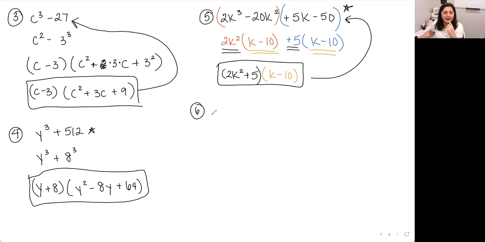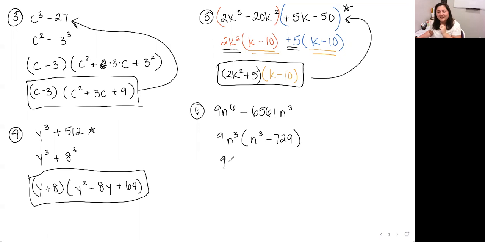All right, so then I have problem 6 is 9n to the 6th. I don't know why I'm doing n, but okay. N to the 3rd. So 6561 divided by 9 is 729. So the 9 is going to be my greatest common factor as a whole number, and then n to the 3rd. So this will be left as n to the 3rd minus 729. And if I'm not mistaken, 729 is 9 cubed.